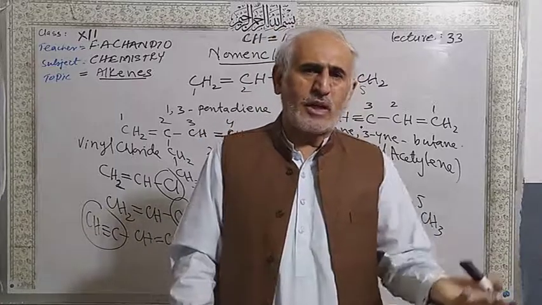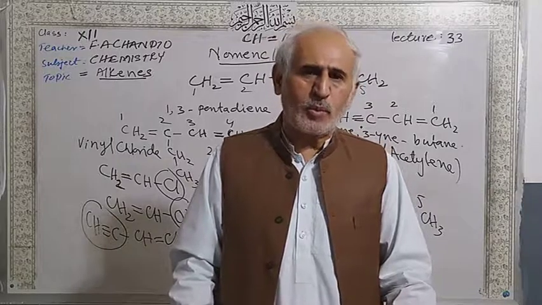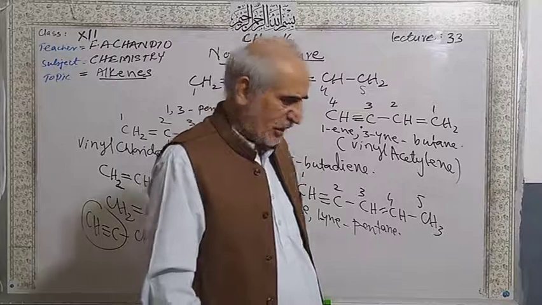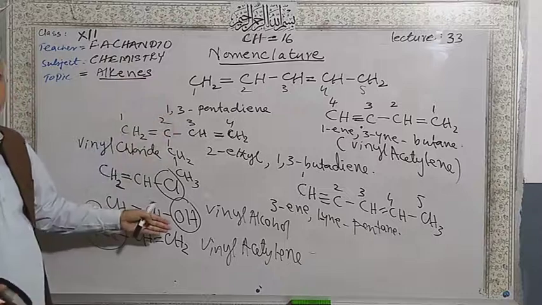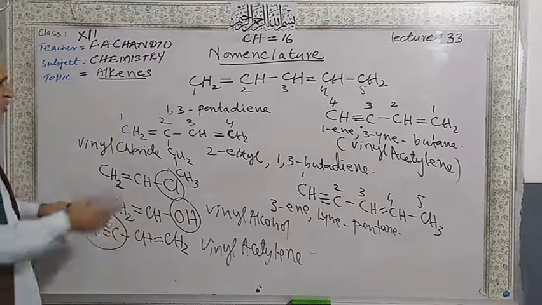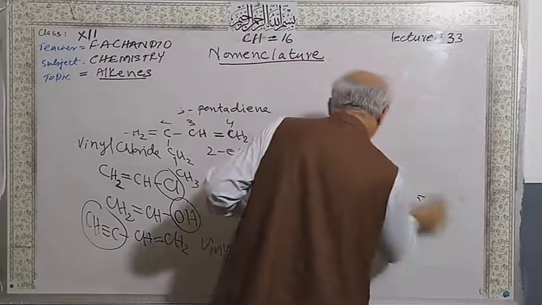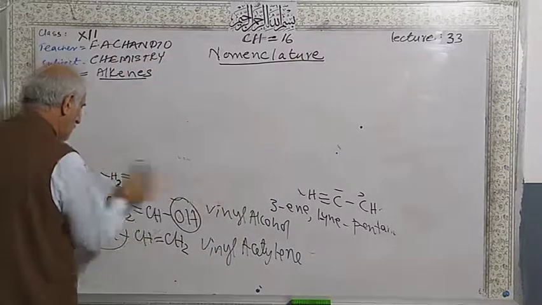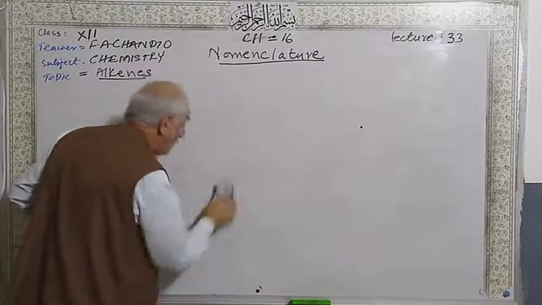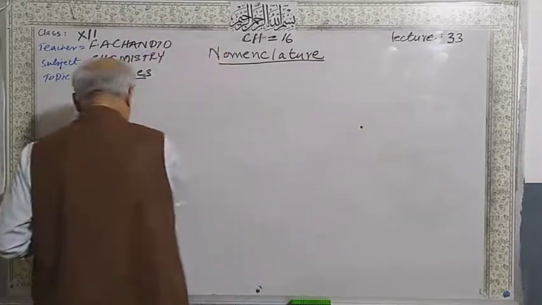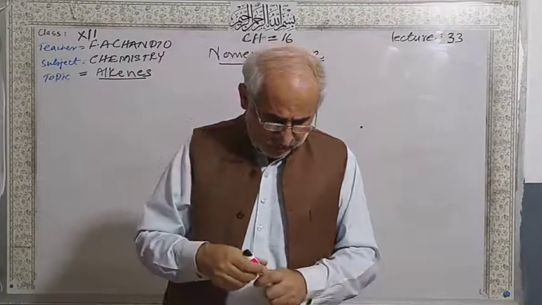Now I'm going to give a few examples of how we draw the structure when you have a name containing a double bond or a triple bond or both. This is the structure and we give the names. Now, given the names, we have to draw the structure. Just like, see the activity question here.